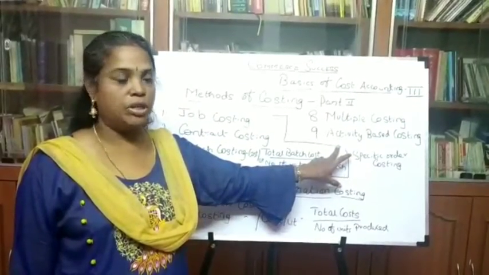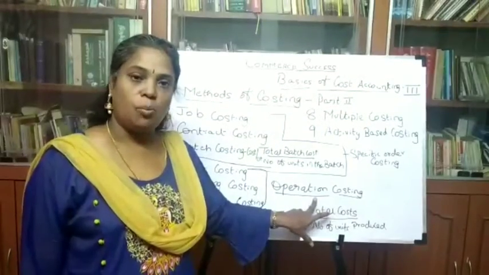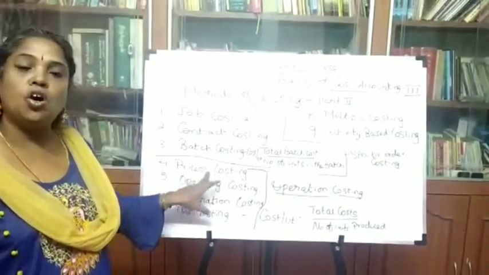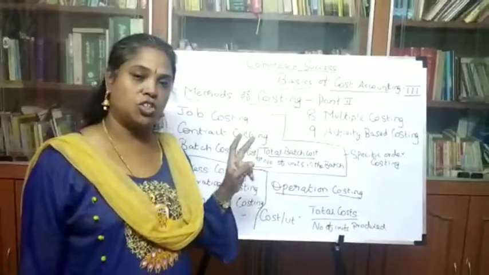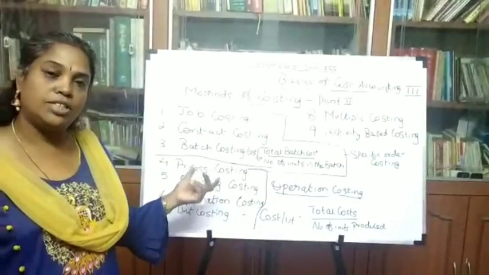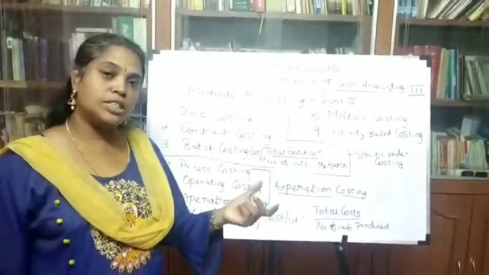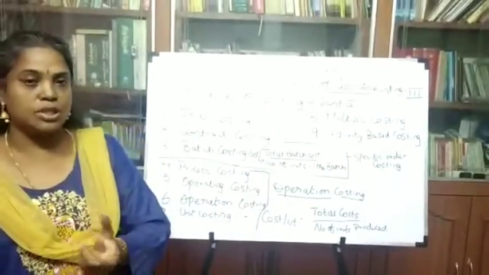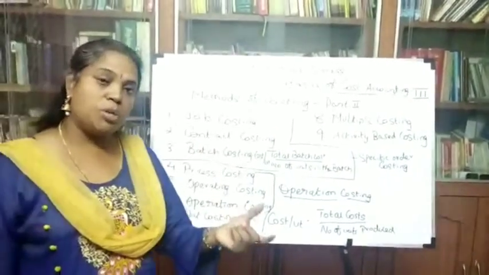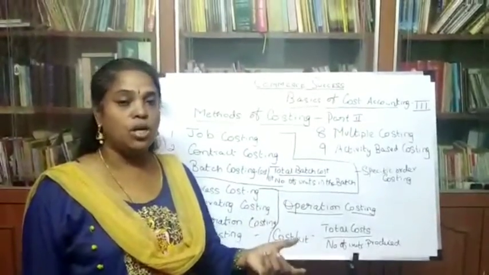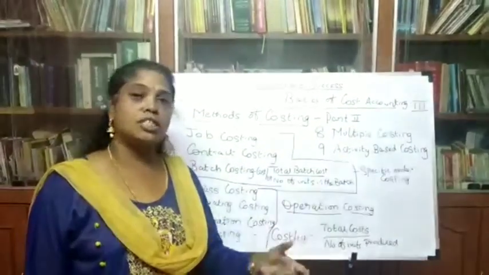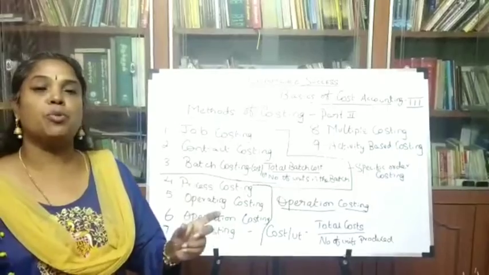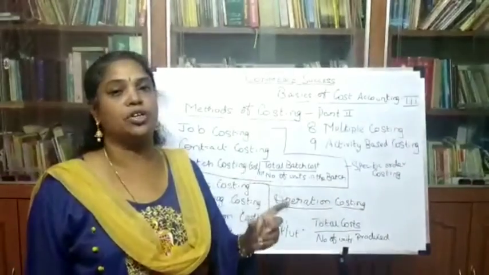I'll just summarize what we learned. Process costing, operating costing, operation costing, unit costing, all these costings come under the category of operation costing. What is process costing? It will have several processes, in a continuous sequence. The first process output will be the input for the second process, and it goes on. There will be normal losses. There may be scrap also. There are chances of abnormal losses and abnormal gains in the process. For each process, cost will be calculated. And in the final process, you will be able to find out the profit or loss for the finished product.